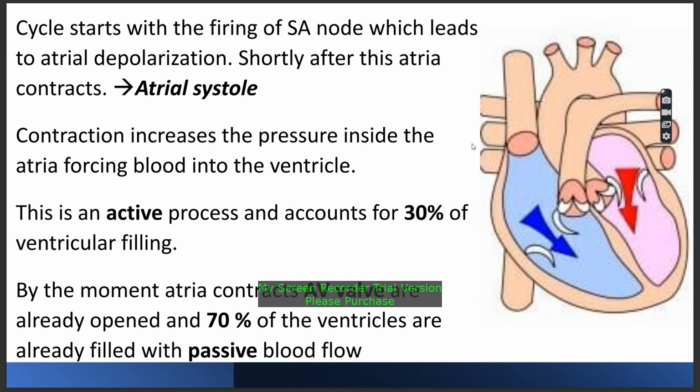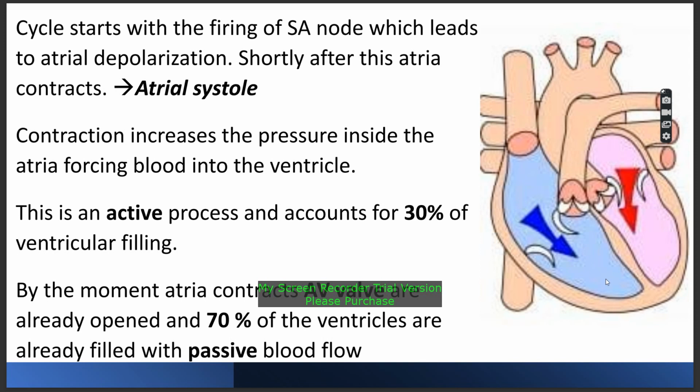The cycle starts with the firing of the SA node, which leads to atrial depolarization. Shortly after this, the atria contract. This is known as atrial systole. Contraction increases the pressure inside the atria, forcing the blood into the ventricle. So when the pressure of the atria increases more than the pressure of this right ventricle, blood from the atria goes down into the right ventricle.